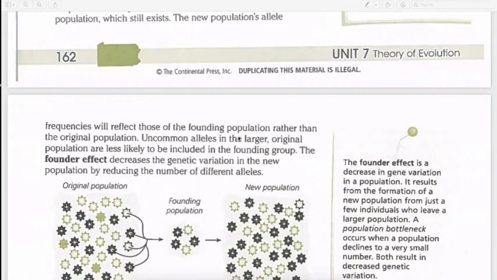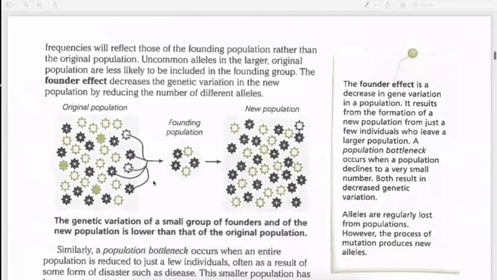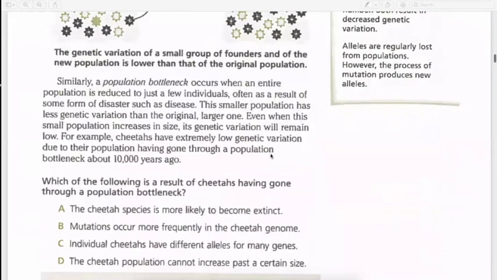That's what they're saying. The founder effect decreases the genetic variation of a new population by reducing the number of different alleles. So the original population over here has these black stars, these white stars, and these green stars. The black stars and white stars move over here, but not the green stars. So the new population has less variation. There's less chance of being different. That's founder effect. The group looks like the people who founded the area.